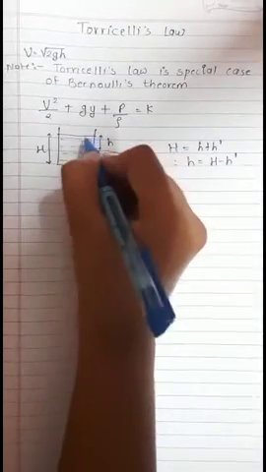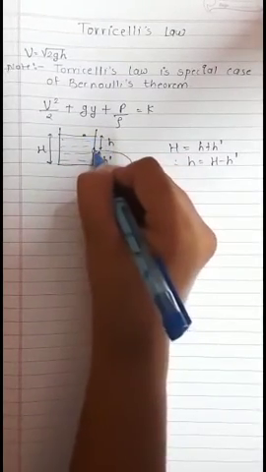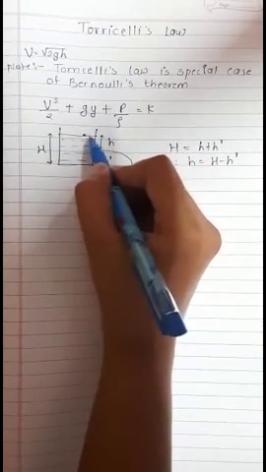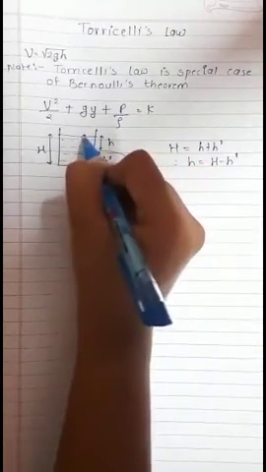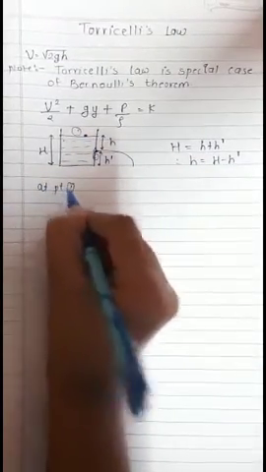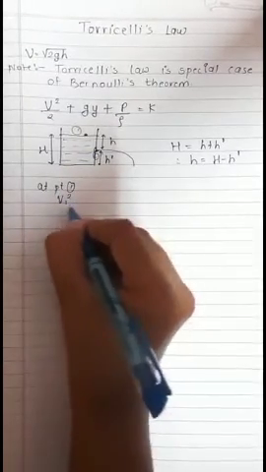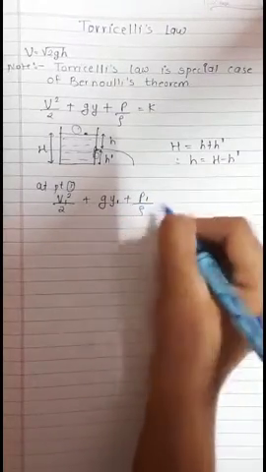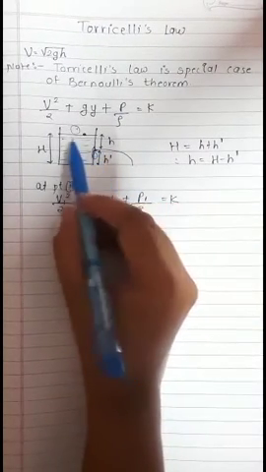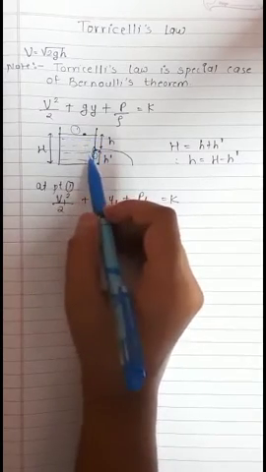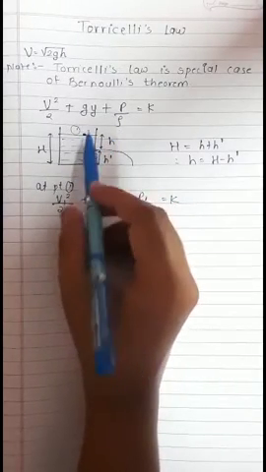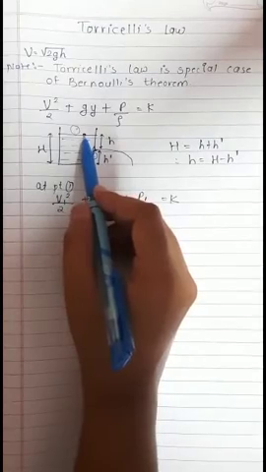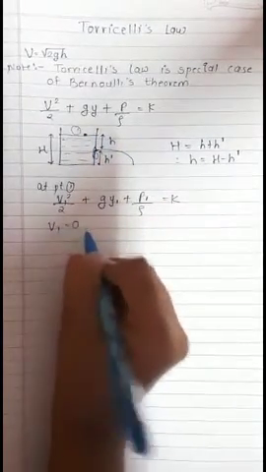So let's consider two points. This is point 1 and this is point 2, and we have to apply Bernoulli's theorem at these two points. Let's apply it at point 1. At point 1, Bernoulli's theorem will be v1 squared upon 2 plus gy1 plus P1 upon density equals constant. Now here the area of the hole is very small as compared to the area of the vessel. So we can consider the velocity of the fluid at this point 1 to be 0. So v1 equals 0.